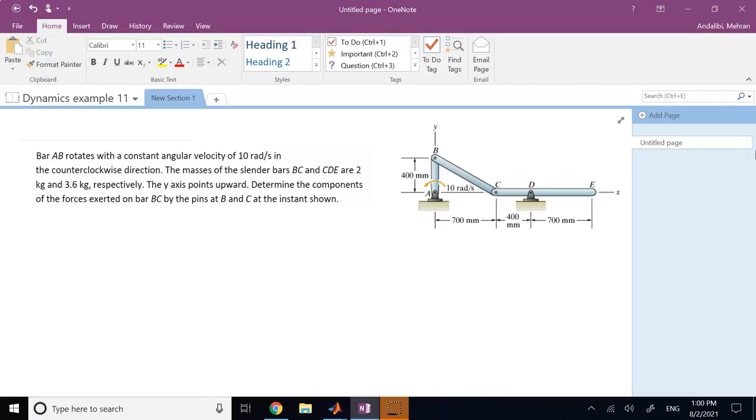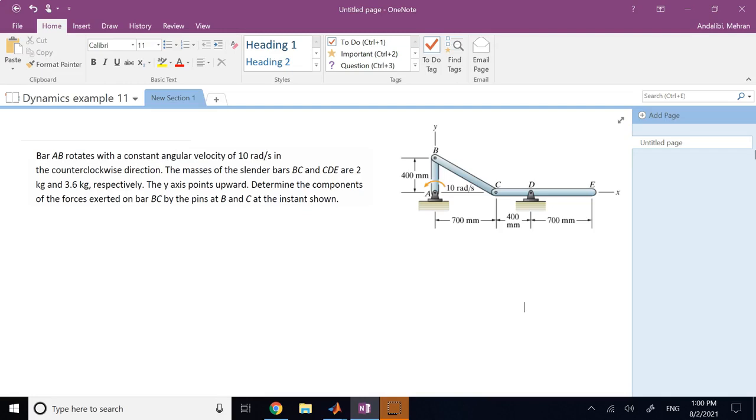Hello everyone. In this video, we are going to solve another kinetics of rigid bodies problem in 2D, the planar problems. What we have here is a 4-bar linkage A, B, C, D, where the output member CD has an overhang that goes all the way to E, right? And the input member AB rotates at a constant omega of 10 radians per second.